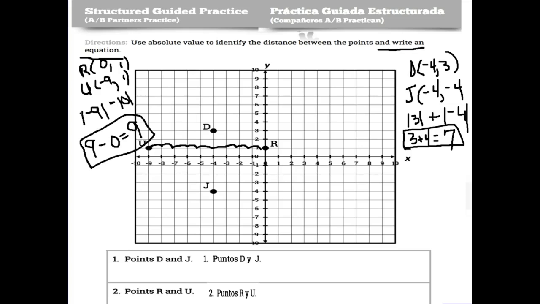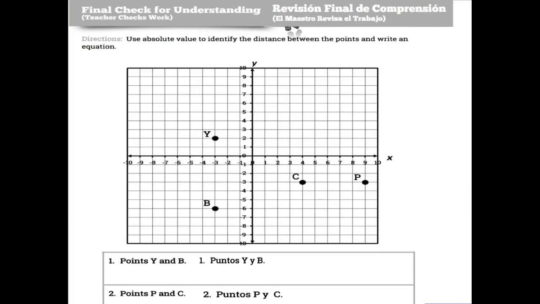So now on to another final check for understanding. And you're going to do the same thing. You're going to find the distance between Y and B and the distance between P and C. And again, start with finding your coordinate points. Find the quadrants that they're in. Count the distance, and then use absolute value to confirm the distance and write your equation.